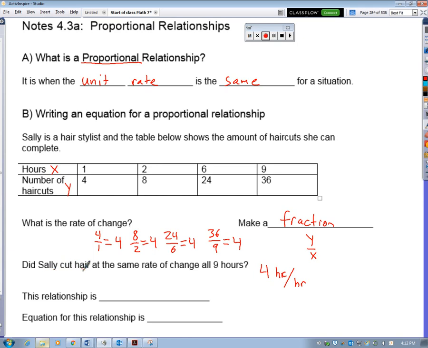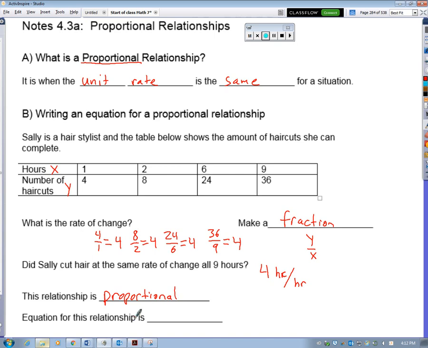Did Sally cut the hair at the same rate of change for all 9 hours? Yes, she did. We calculated that out. It all came out to 4 haircuts in an hour. That's the same unit rate. So this relationship is indeed proportional. Okay, because it stayed the same this whole entire time that Sally was cutting hair.